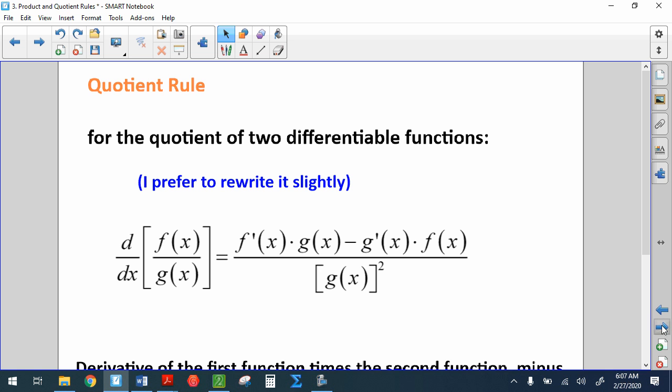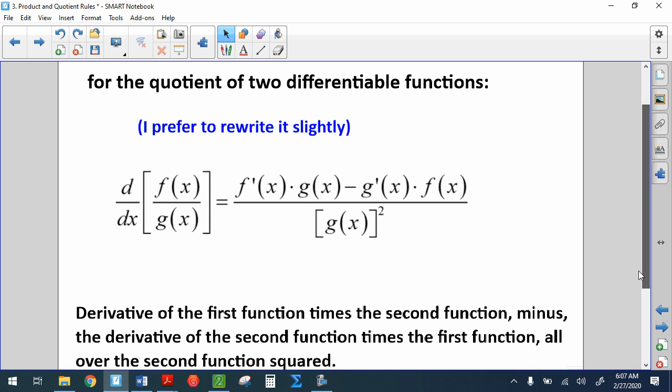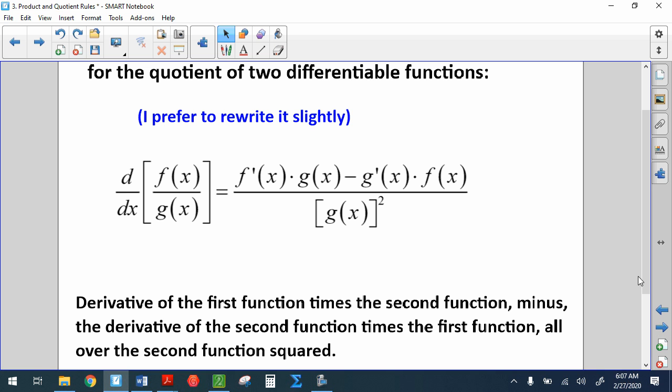So that is the quotient rule. It's the derivative of the first function times the second minus the derivative of the second function times the first, all over the second function squared.